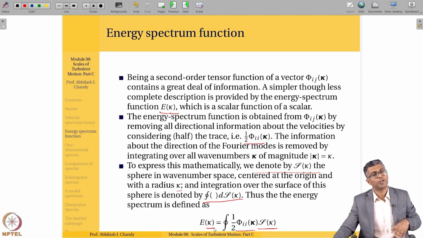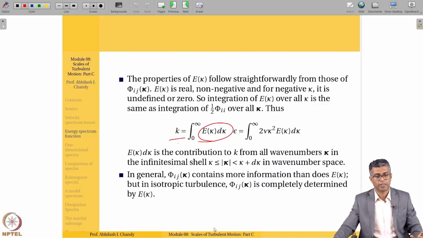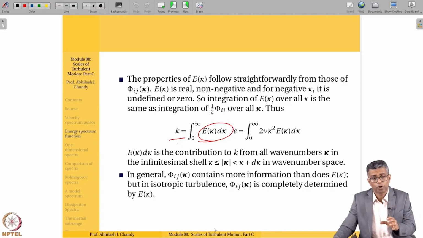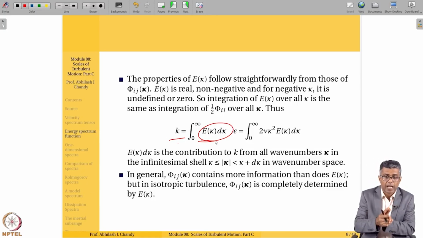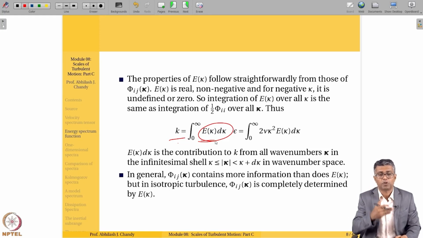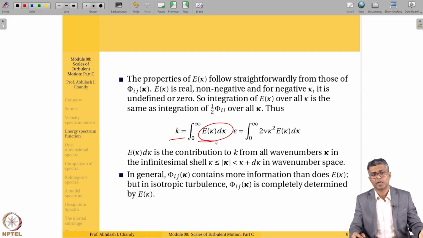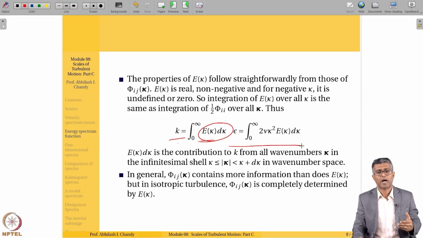Once you get E kappa, then you want to integrate that to find out what the kinetic energy is. But before integrating, you should know the physical significance of E kappa d kappa. It's essentially the energy associated with each shell that has a thickness of d kappa. The sphere being made up of multiple shells, if you just add the energy of each of those shells, you eventually get the kinetic energy. Same goes for dissipation, except the equation is different. You have 2 nu kappa squared E kappa d kappa.